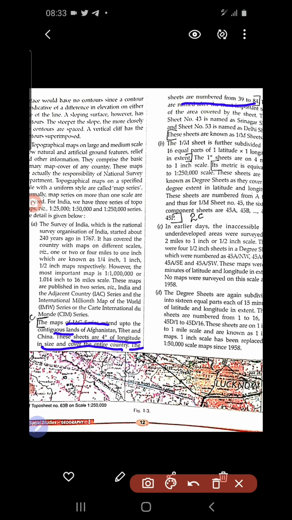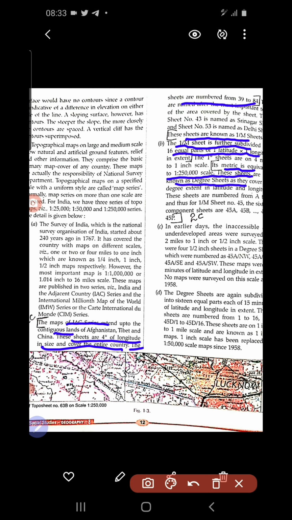Now again, these sheets are known as 1 million sheets. You understood? That also we discussed. The 1 million sheet is further subdivided into 16 equal parts, that is 1 degree latitude and 1 degree longitude, so that its scale is equivalent to 1 is to 50,000. So these sheets are known as degree sheets. That also we discussed, why these are known: because they extend 1 degree longitude and 1 degree latitude.